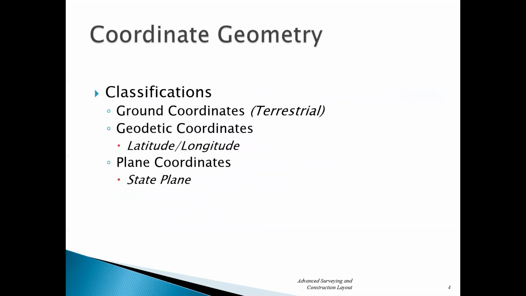Let's see. There are several types of coordinates that we should be aware of. Like we talked about, ground coordinates, terrestrial. That's primarily what we're working with, the ground surface, but we project everything to a plane, so you might call those terrestrial type coordinates. And you have geodetic, that's latitude and longitude, and then plane coordinates. The primary type out there is state plane. There's another one called UTM, the Universal Transverse Mercator System, which I didn't even talk about. That's also a planar system, but it's a worldwide system as opposed to just an individual state.